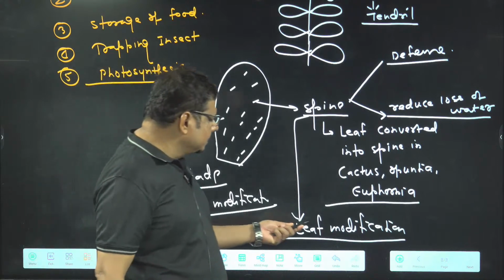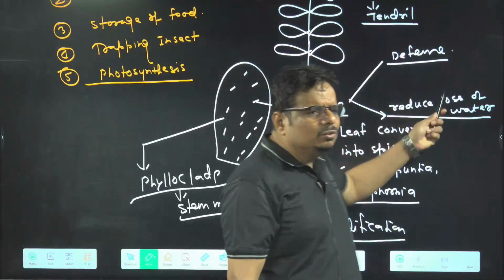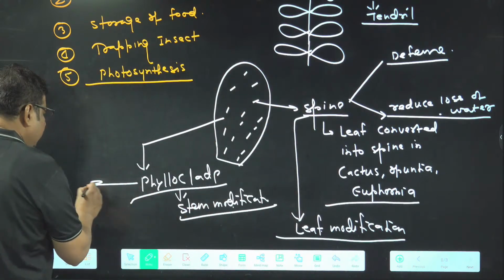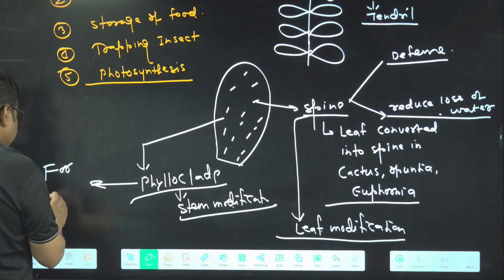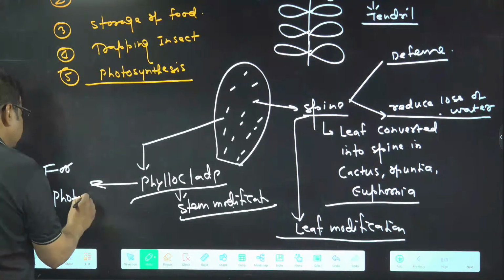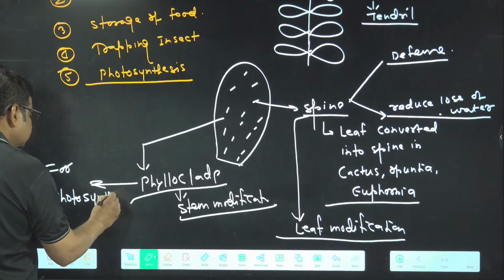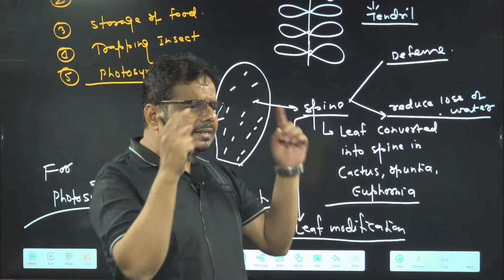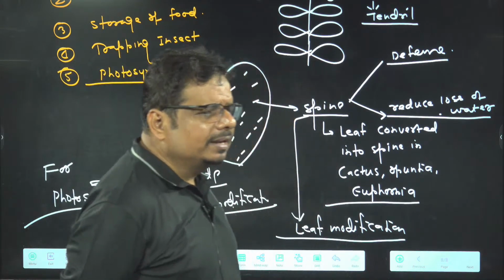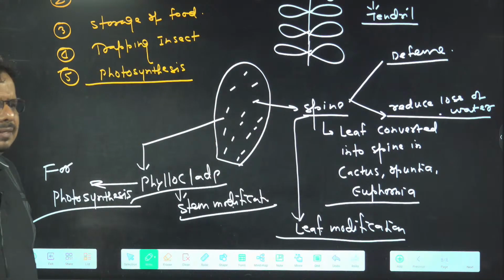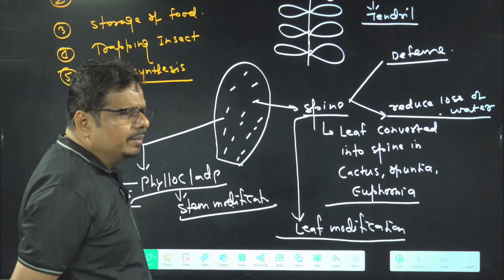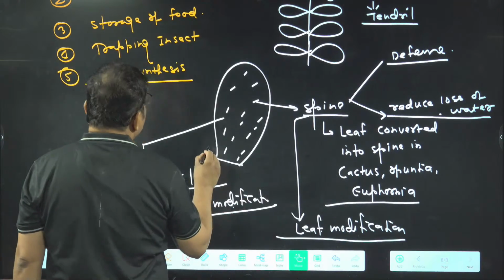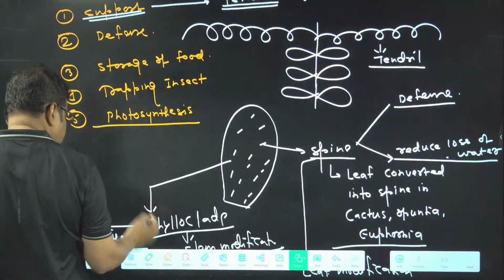A spine is a modification of leaf for defense and to reduce loss of water. And phylloclade is a modification of a stem for photosynthesis, in the same plant. Will you be confused here? Not, right? So here a modification of a stem as well as a modification of leaf is present. Is it clear? Can we move ahead? So defense is over.